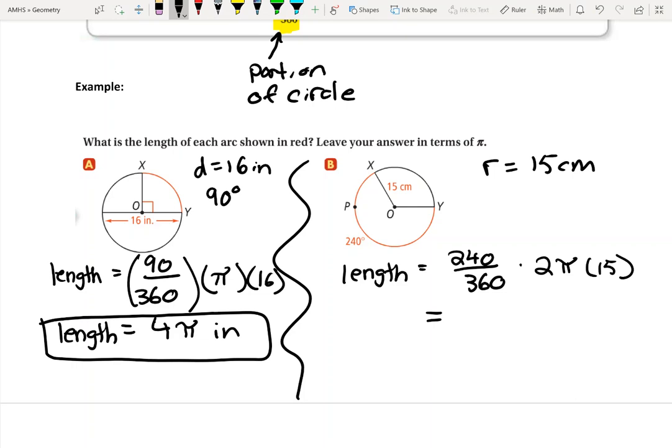So 240 over 360 reduces to 2 over 3. And then I'm going to multiply it by 2 and multiply by 15. And I get 20 pi. Leave the pi as it is. And this is centimeters.